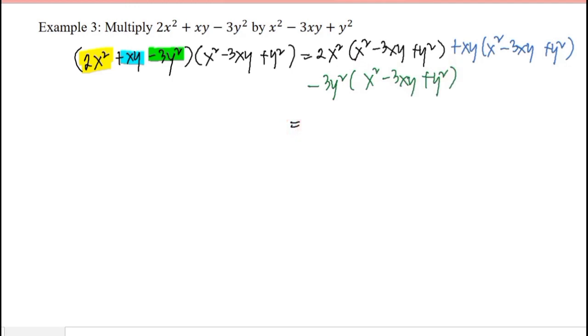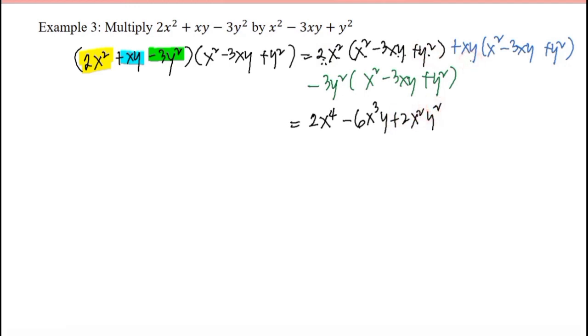So this is equal to, so ito naman, yung i-distribute natin isa-isa, is 2x squared times x squared is 2x to the 4th. 2 times negative 3 is negative 6. X squared times x is x cubed. And then you have here y. 2 times 1, that's 2. And you have here x squared and y squared.